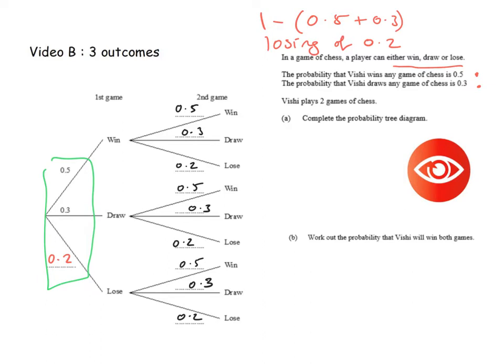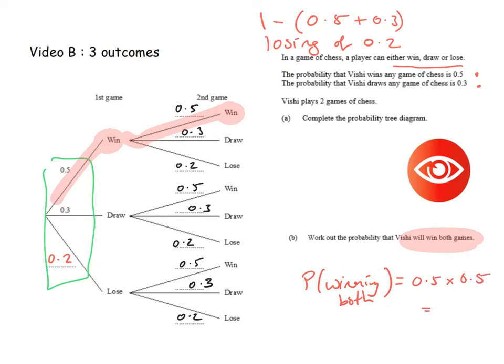So once the diagram is complete, we can then move on to part B, and I want the probability that they're going to win both games. There's only one way to do that, win-win. So the probability of winning both games is going to be 0.5 times 0.5, which is 0.25 or a quarter. And that's it. So once the diagram's completed, you should be able to follow that through as normal.